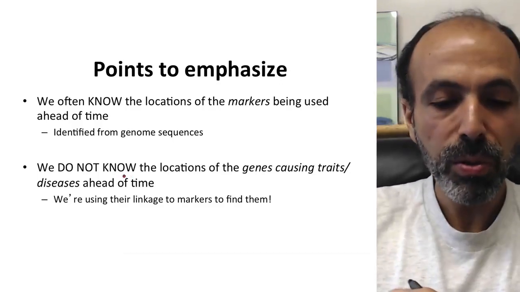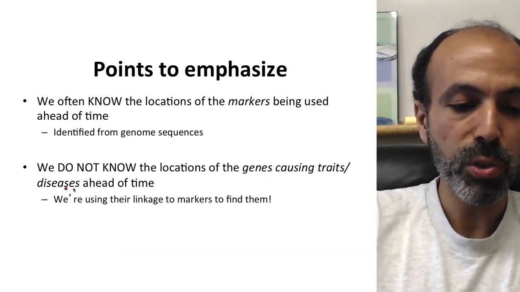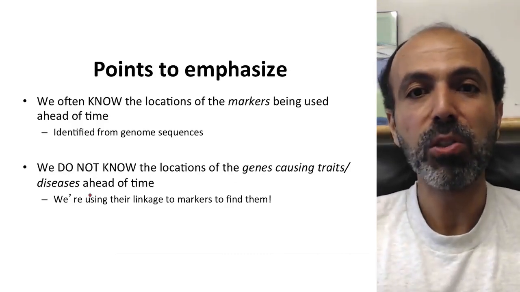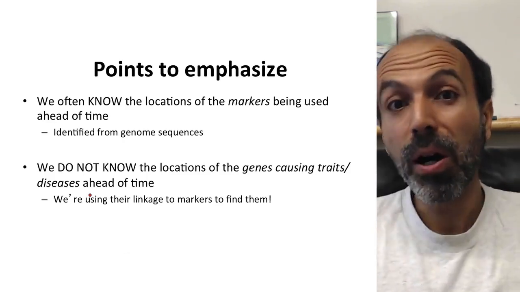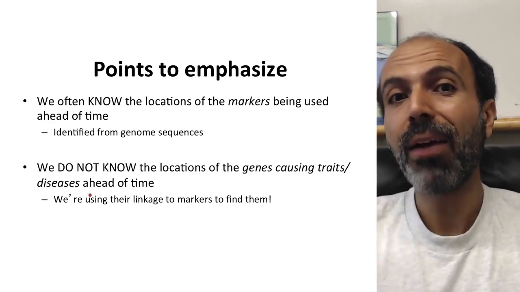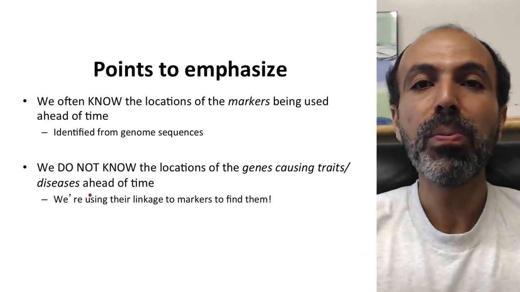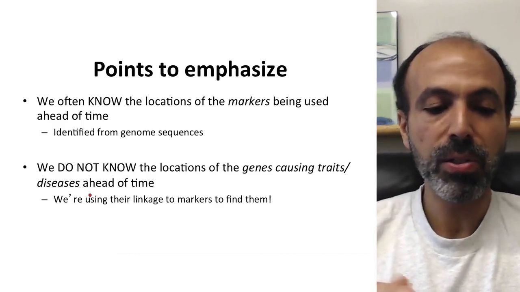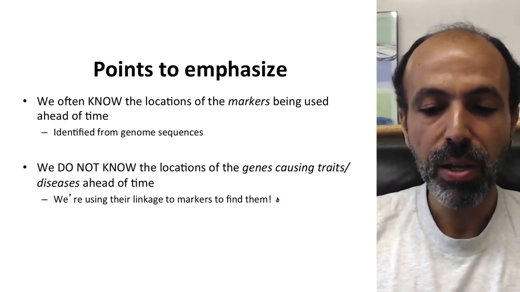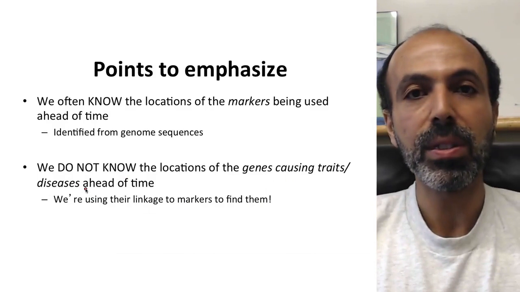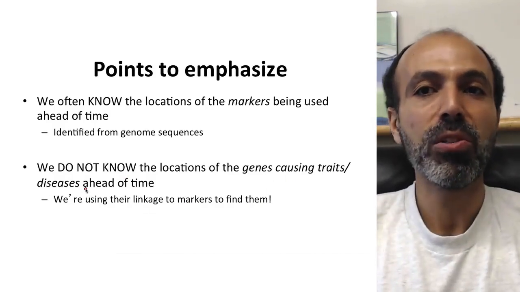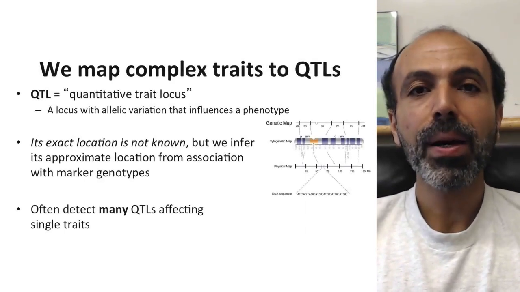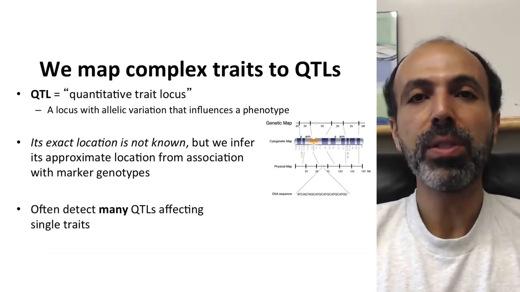However, we don't know the locations of the genes causing traits or diseases ahead of time. So we know where the markers are, but we don't know where the genes contributing to cancer are. We know there are genes that are contributing to cancer, but we haven't identified them ahead of time. The purpose of mapping is to find where they are relative to markers. So we're using their linkage to the markers to find these genes that are causing traits or diseases, to identify where in this vast genome sequence they are. Now, we map complex traits to things we call QTLs.